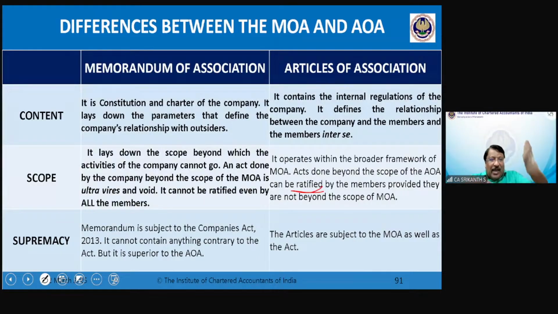Between the two, there is a hierarchy. First, AOA subject to MOA. MOA subject to the Act. So if there is any conflict between MOA and Act, Act will prevail. If there is any conflict between MOA and AOA, MOA will prevail. Got it? Obviously, if there is any conflict between AOA and Act, Act will prevail.